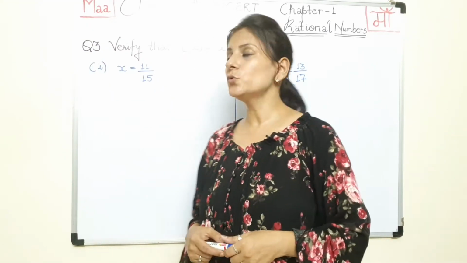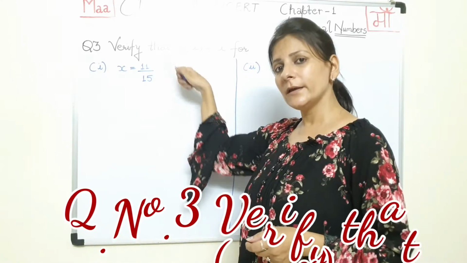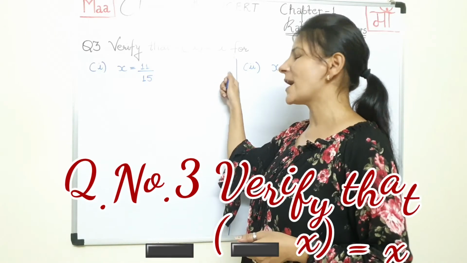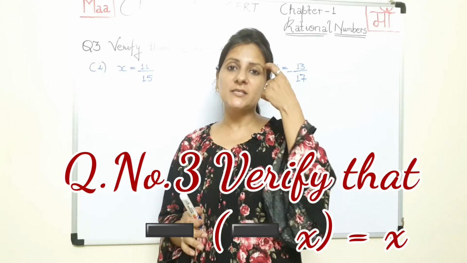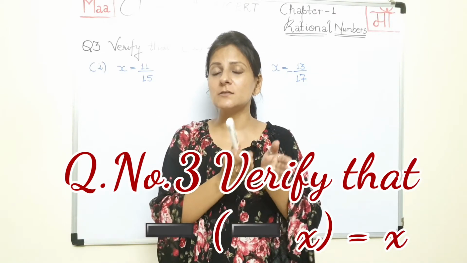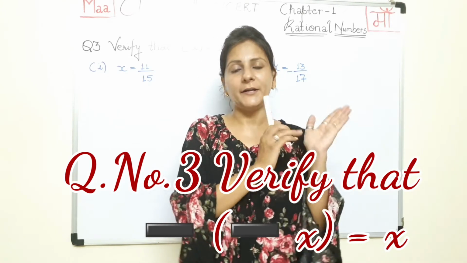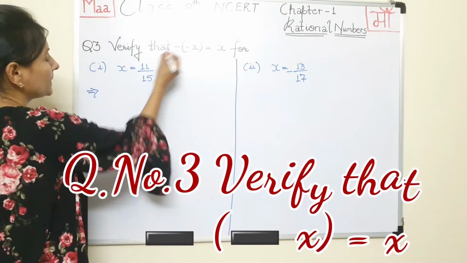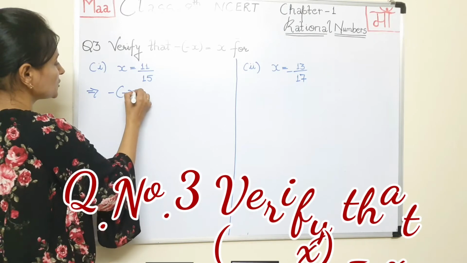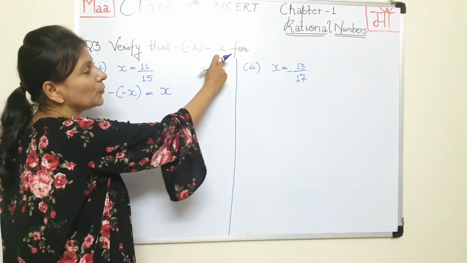Okay students? Let us now move on to question number 3. In question number 3, we have to verify that minus in bracket minus x is equal to x. Whenever the word verify comes, you understand that we have to prove that LHS is equal to RHS, left hand side equal to right hand side. So here you have to write firstly what is given in the question: minus minus x is equal to x. This we have to verify.